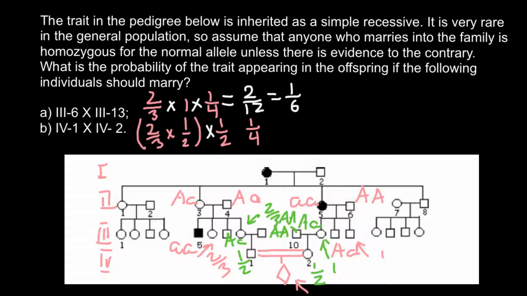And we have to multiply all these independent probabilities. So we have to multiply 2/3 by 1/2. This is going to be 2/6. We multiply by 1/2. This is going to be 2/12. And we multiply by 1/4. This is going to be 2/48, or 1/24. And this is going to be the answer to the second question.